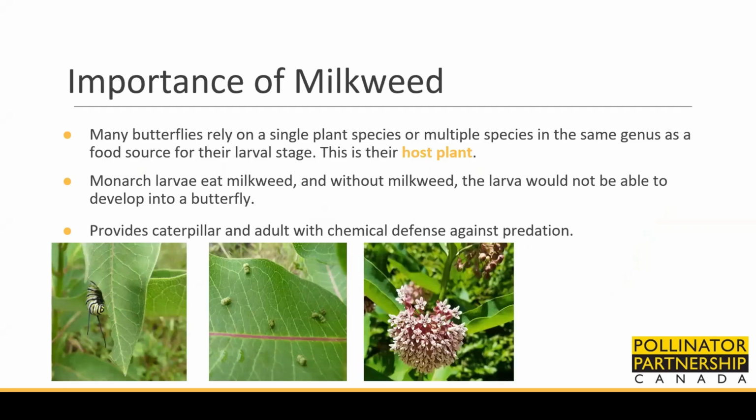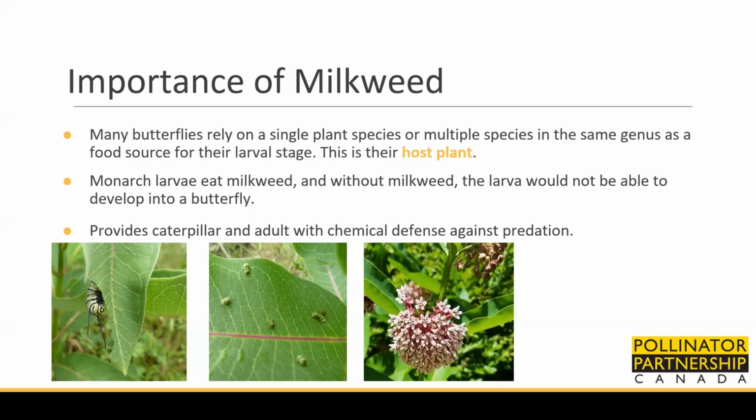Now let's look at the food and host plants of monarch butterflies. We'll look at the importance of milkweed. Many butterflies rely on specific plant species as a food source for their larval stage. The larvae typically eat the plant parts, such as the leaves, flowers, or buds. This type of plant is called a host plant. Milkweed is the host plant for the monarch caterpillar.